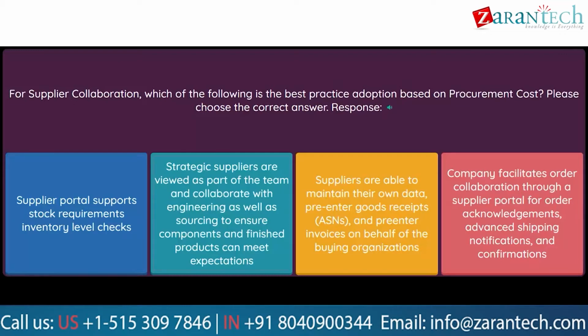Option 2, strategic suppliers are viewed as part of the team and collaborate with engineering as well as sourcing to ensure components and finished products can meet expectations. Option 3, suppliers are able to maintain their own data, pre-enter goods receipts, ASNs, and pre-enter invoices on behalf of the buying organizations. Option 4, company facilitates order collaboration through a supplier portal for order acknowledgements, advanced shipping notifications, and confirmations.